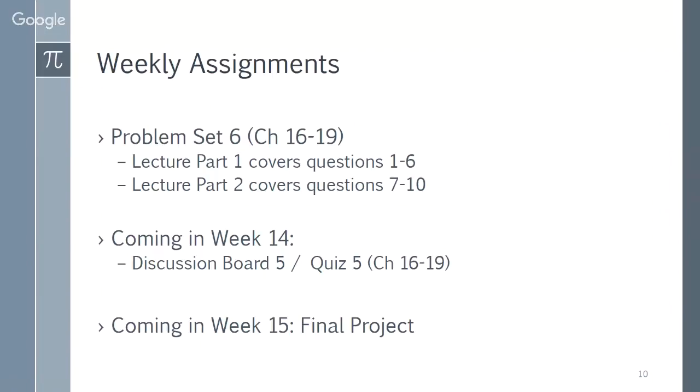You can put your questions about this material in discussion board 5 under week 14. Next week, we do have a quiz that's on this material. So it's on chapters 16, 17, 18, and 19.